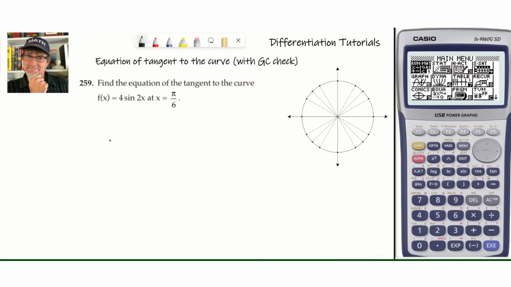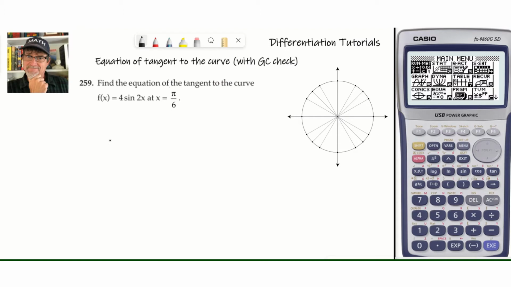Today we're talking about the equation of a tangent to the curve. So we're going to be talking about, well, what is the tangent to the curve? How can we find the equation of that tangent? And how can we check our answer on the graphics calculator? So here we go in your textbook.